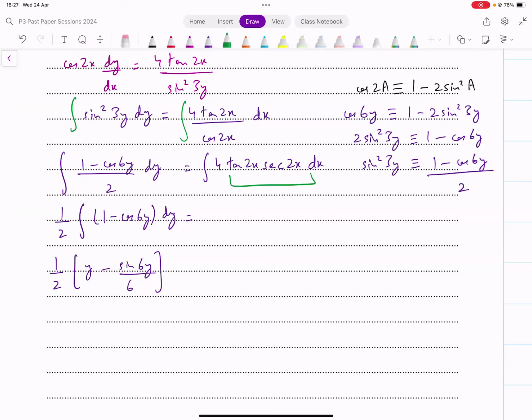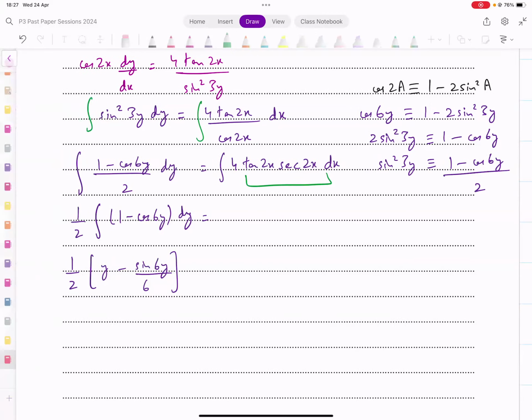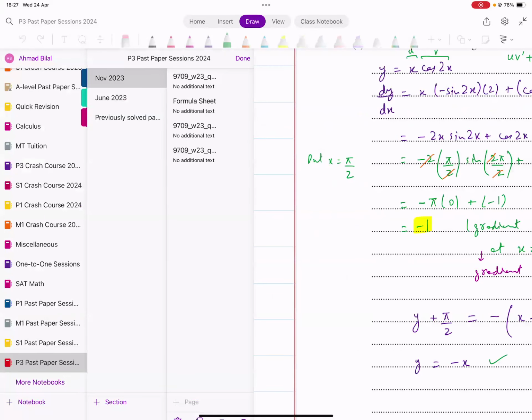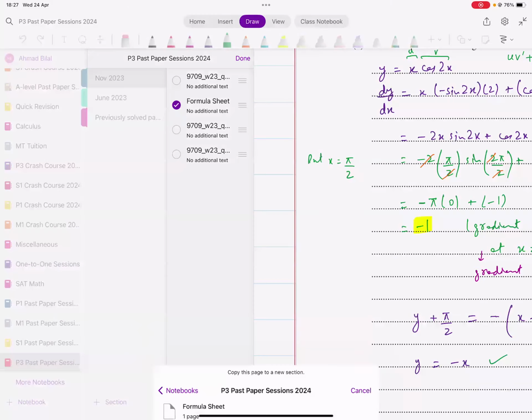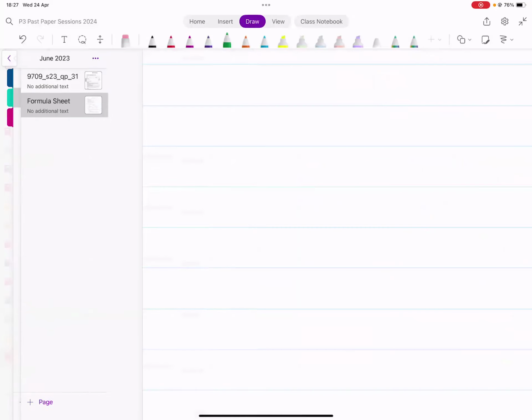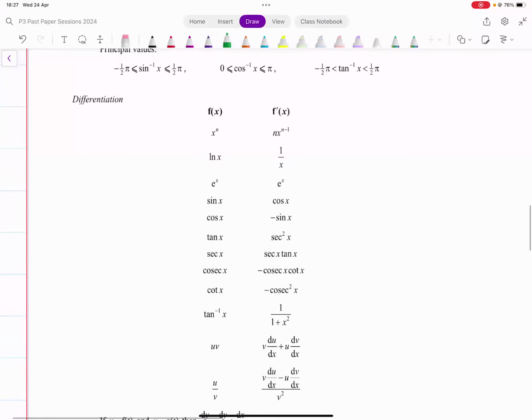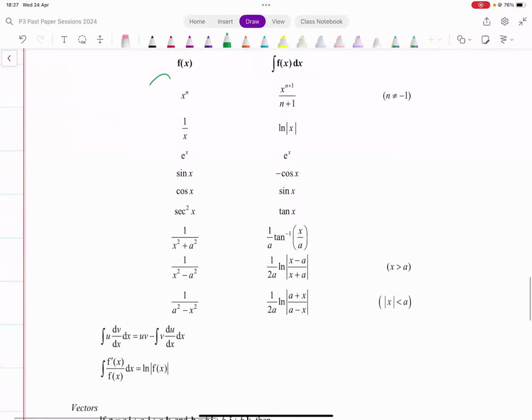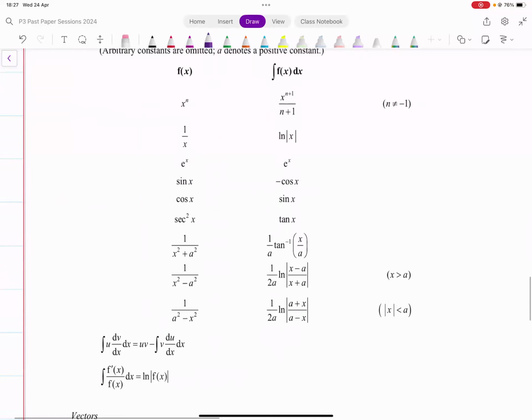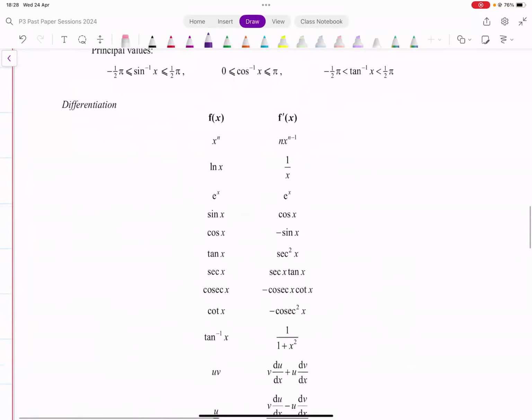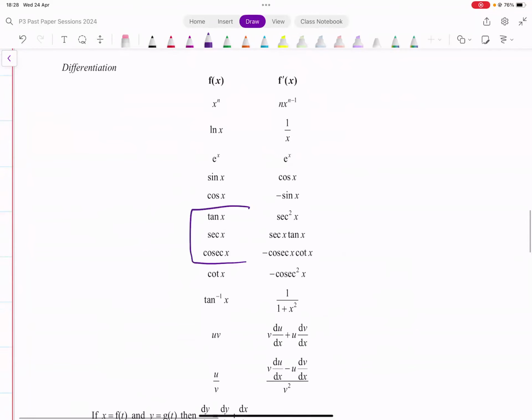Looking at this expression should remind you of something. Tan into secant. Have you seen this before? Let me show you the formula sheet. This is the formula sheet. In the integration rules, we don't have that function anywhere. Tan into secant, we can't see that anywhere here. However, in the differentiation rules, we see these three functions here.